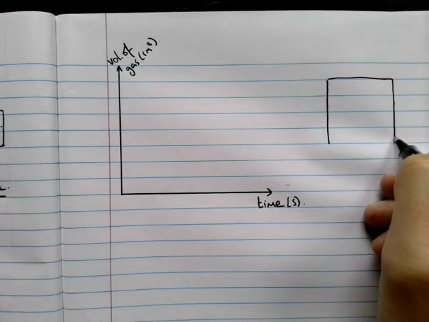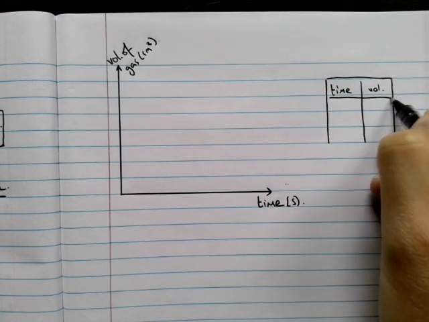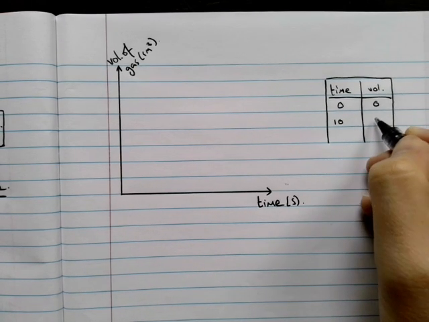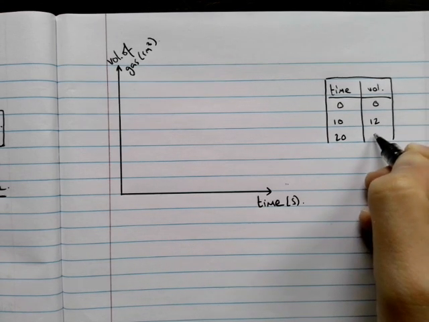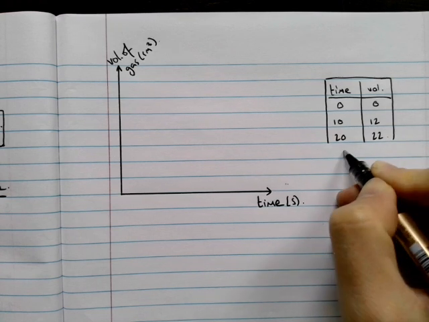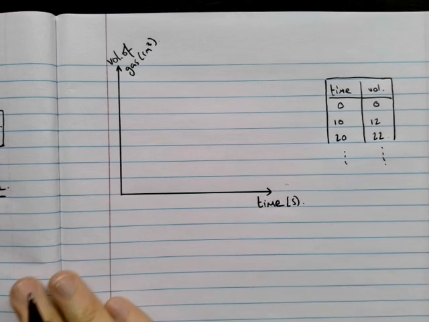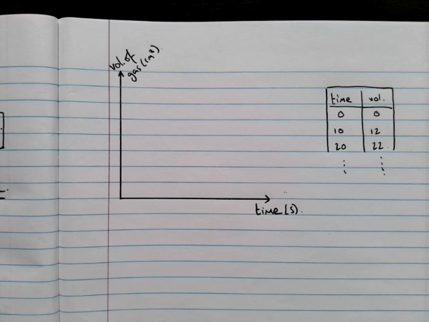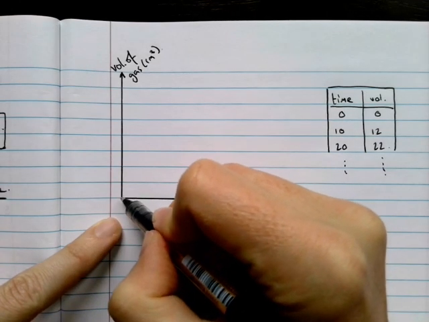And we'll have this data in a table. We'll collect something like time and volume. It might be 0, 0, then 10 seconds, let's say 12 centimeters cubed, and at 20 there might be 22 centimeters cubed, that kind of thing. And we'll plot this data in this graph. Now, we're not going to worry about plotting graphs now, because it's a bit difficult to do that remotely. We'll do a lot of graph plotting when we get back. But generally, you'll notice that the kind of graph that we get will look like this.